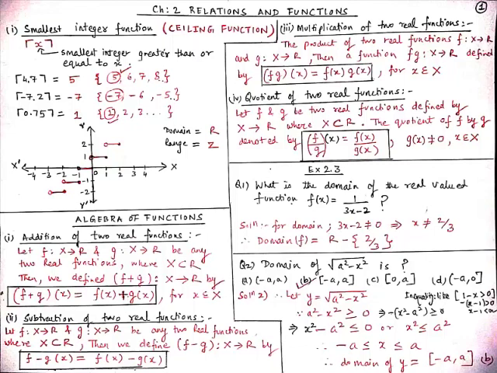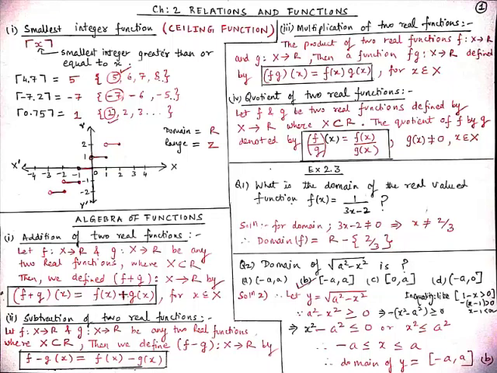Then we define a function f plus g from X to R by (f + g)(x), which we write as f(x) plus g(x) for x belongs to capital X. And now subtraction of two real functions. Similarly, if a function f from X to R and a function g from X to R be any two real functions where X is a subset of R, then we define f minus g from X to R by (f − g)(x), which can be written as f(x) minus g(x).